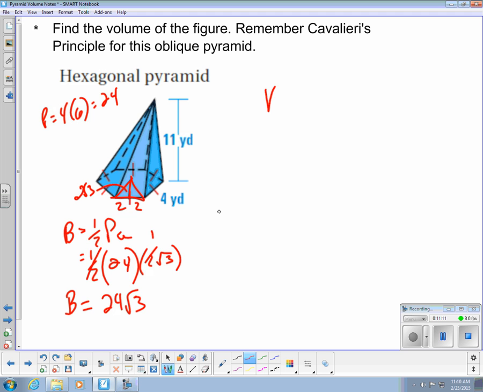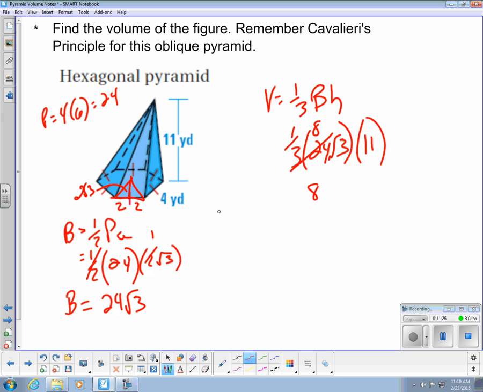So volume is equal to 1/3 big BH, 1/3 24 square root of 3 times my height. This number on the outside is the height. And so 1/3 of 24 is 8, so we end up with 88 square root of 3. And of course, this is going to be yards cubed as my volume. So oblique prisms work just like any other prisms. You just have to look for the height in the picture. If they don't have it, you might have to do some work to find it.